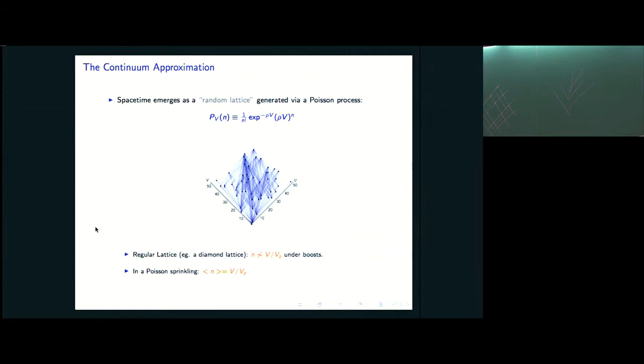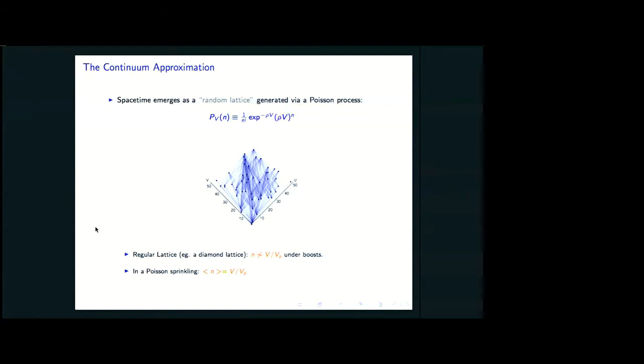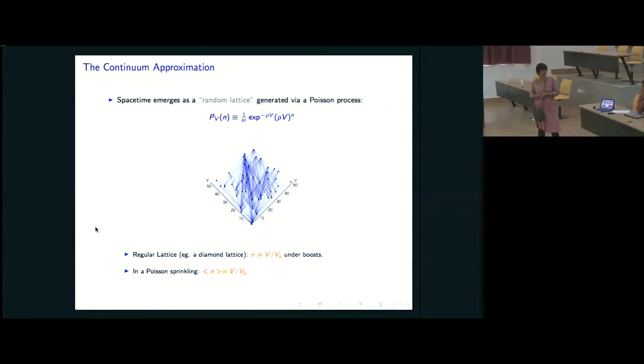I'm only going to talk about the continuum approximation here, but really the structure that we work with normally is just partially ordered sets, which have this local finiteness property.